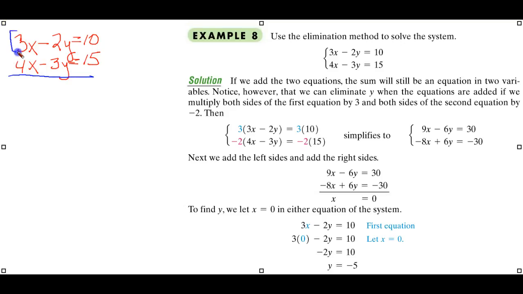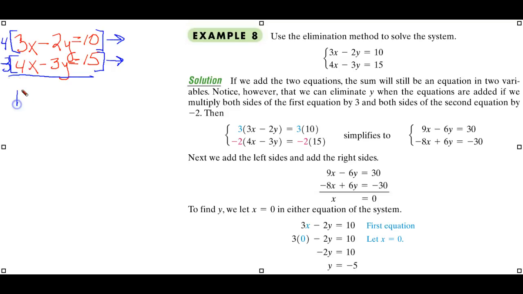I put a bracket, and if I multiply this equation by 4, and then this equation by a negative 3, here I'll have a positive 12 and a negative 12. These will cancel out. So normally I like to put this over to the side, but I see I'm not going to have enough room. So I'll just do this and bring it down here.